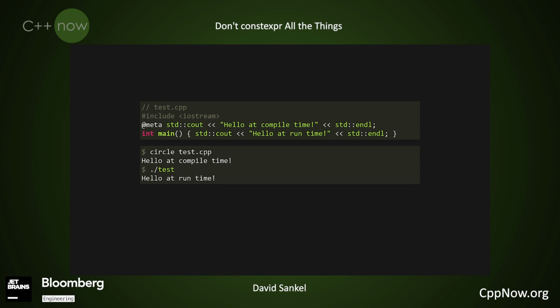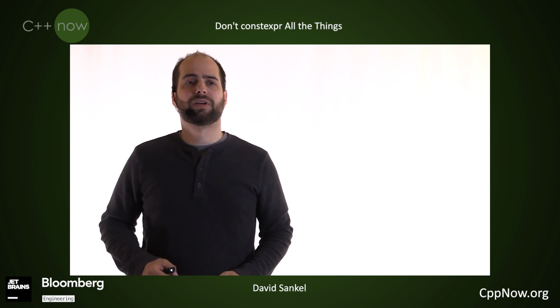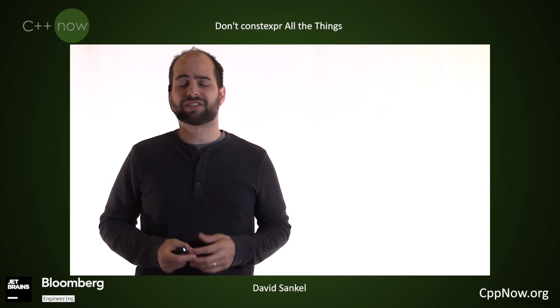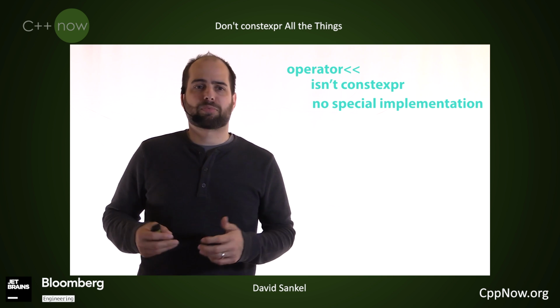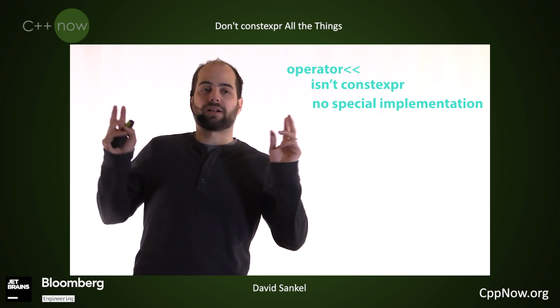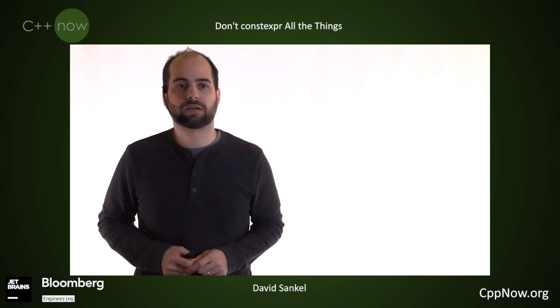What's happening here? We're outputting text at compile time. We're using the standard library at compile time. That's pretty interesting. What's going on under the hood? Well, let me tell you. That stream operator is not annotated with Constexpr or any special token. That operator does not have any special compile time implementation, nor do any of its dependencies. There's no Constexpr going on here.